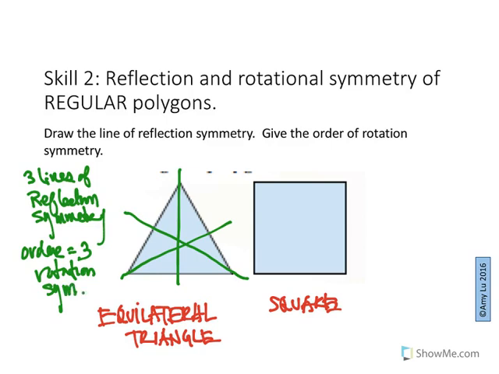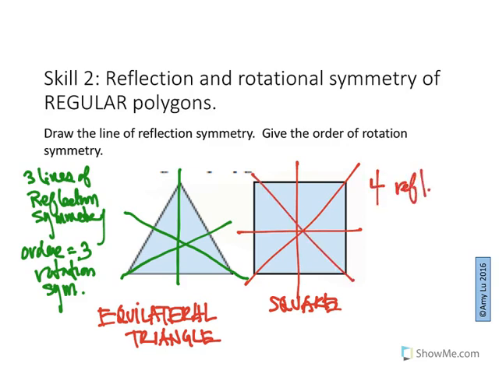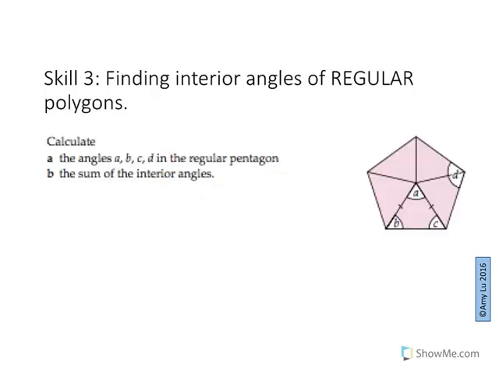Now with the square, 1, 2, 3, 4. So you have 4 for reflection symmetry. And again, you have 4 for rotation symmetry, as we proved in the previous lesson. Now the last skill is finding interior angles of regular polygons. So remember, in a regular polygon, all the angles on the edges, the interior, are equal. So keep that in mind.